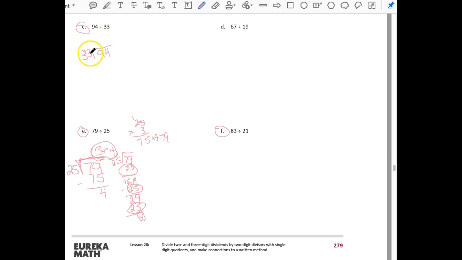3 times 3 also, that's going to get me 99, which is going to be too big. I can't do that.